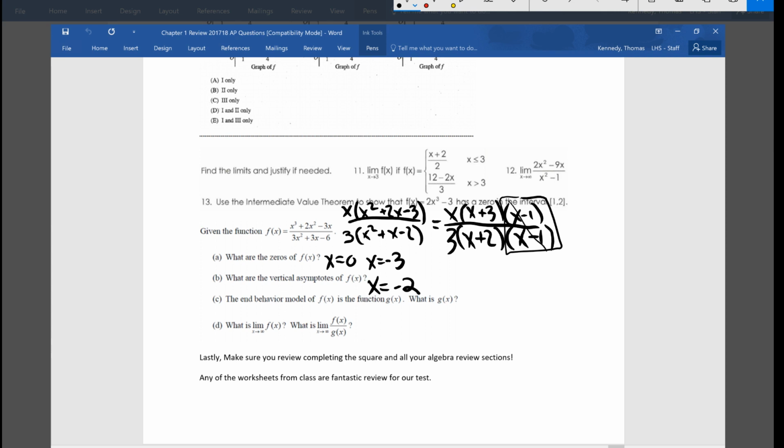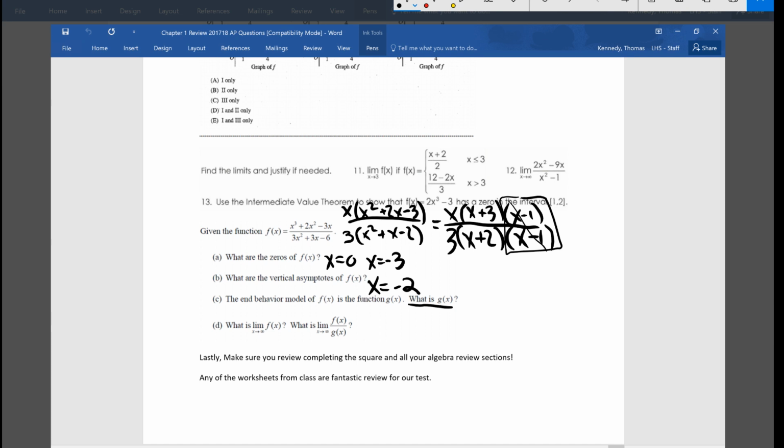The end behavior model of f of x is the function g of x. This is something we didn't cover in class, but I thought was really cool. So sorry, we haven't talked about end behavior models. I've never seen it on the AP test, but it's actually a really good way of thinking about the problem.